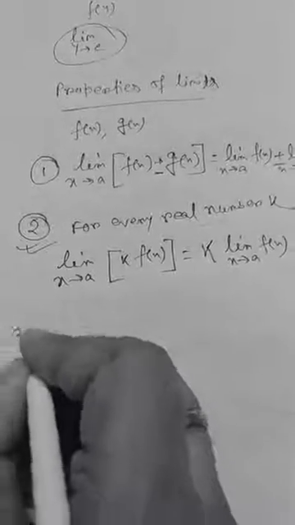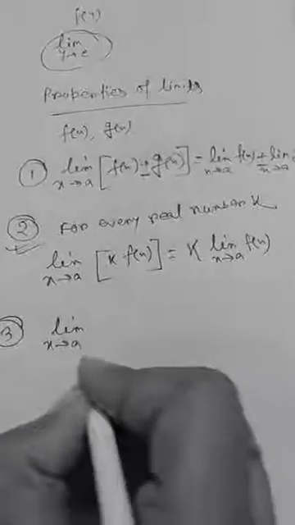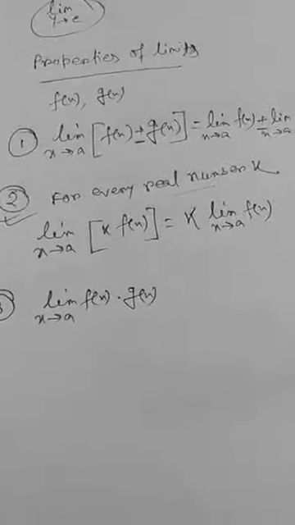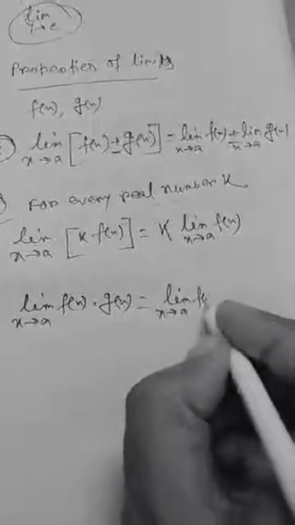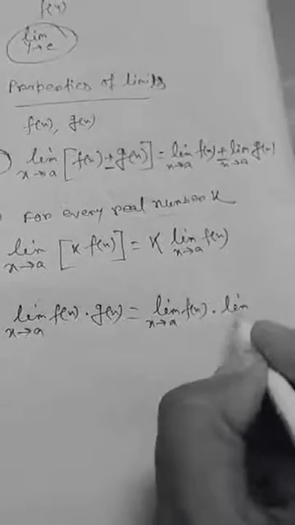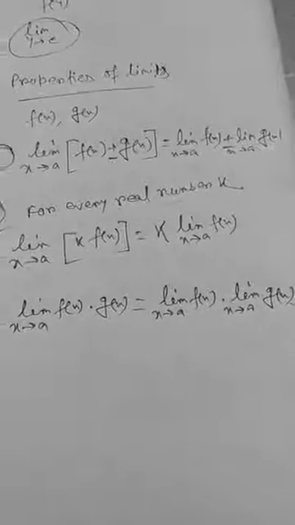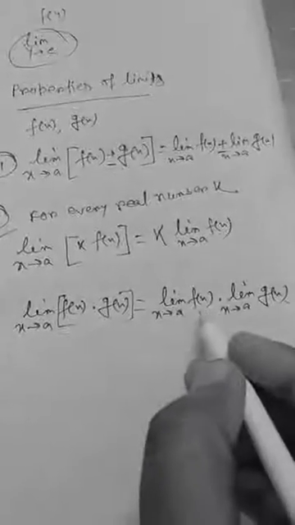Next, number 3, limit x tends to a of f(x) into g(x). Here we see the multiplication of two functions, and this limiting value is equal to the limit x tends to a of f(x) into the limit x tends to a of g(x). So the limit of the product of any two functions is the product of their limits.